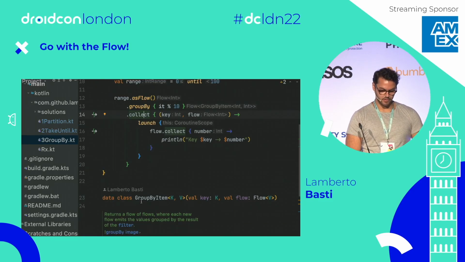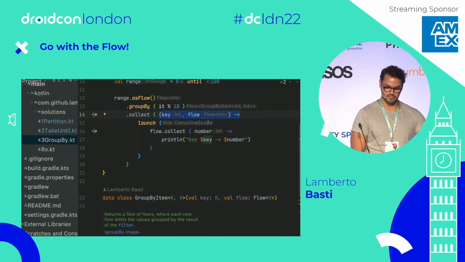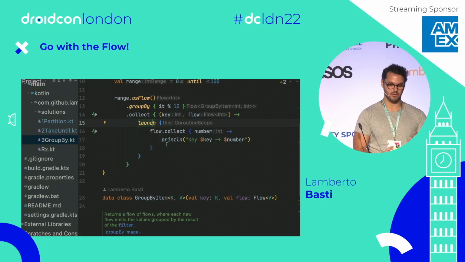So what we do is we start collecting them. And the groupBy is going to return us a flow of GroupedFlow with key and item. So thank God this is not Java. A class is one line. And we have the key of that flow and the flow of the values associated with that key. So we destructure it during the collection here. So we have the key and the flow. And then for each flow, we launch so that we can collect it asynchronously.